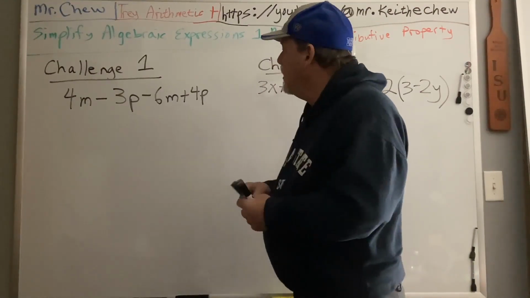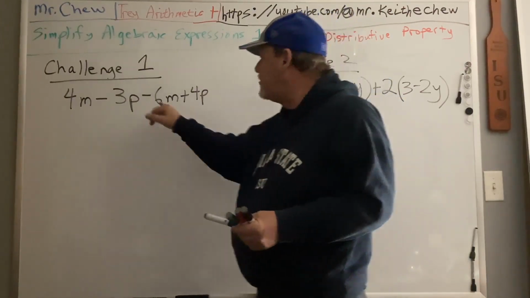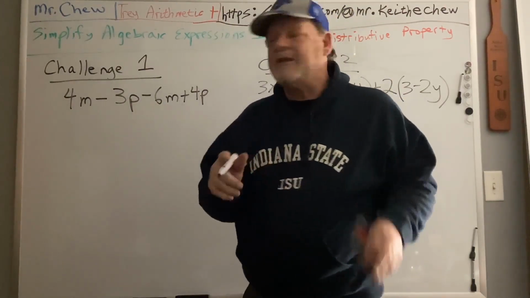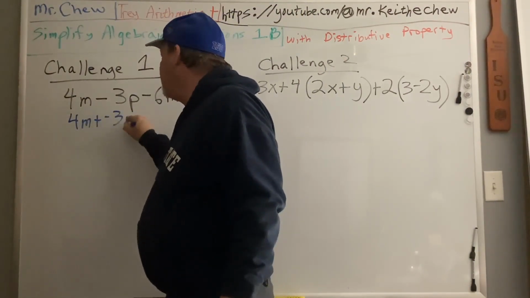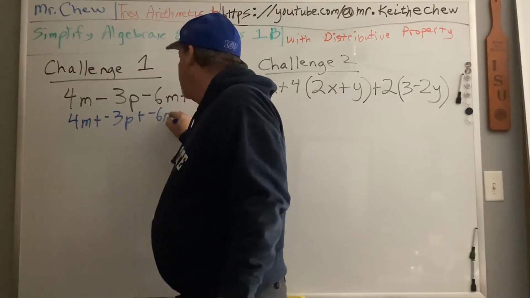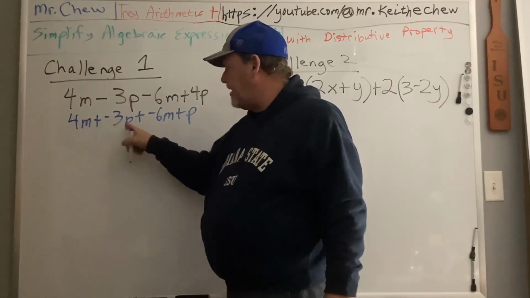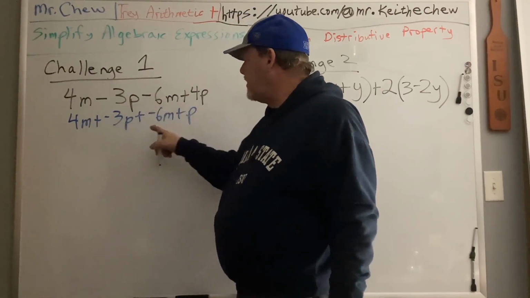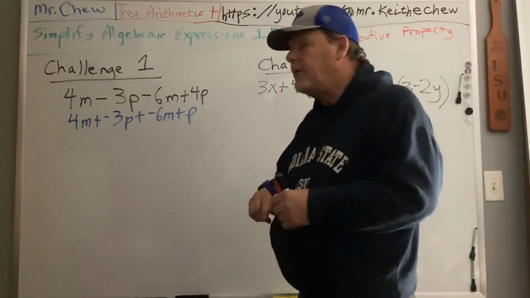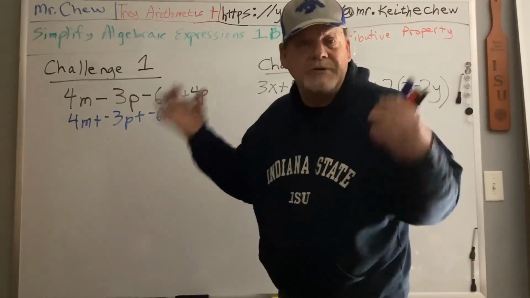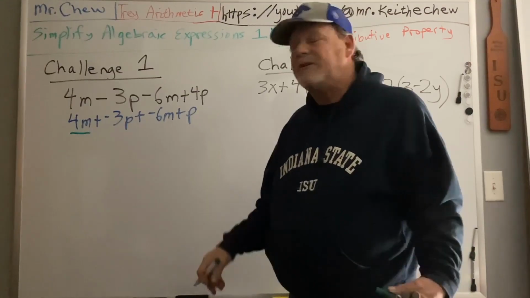In this first one, the first thing that I want to do is change every subtraction sign to plus the opposite. It just makes it less likely that you're going to make a mistake with a negative sign. So minus 3p is the same as plus negative 3p. Minus 6m is the same as plus negative 6m. Now I'm going to combine like terms. I take a color, since I'm doing this on a whiteboard, and underline everything that has an m as its variable.